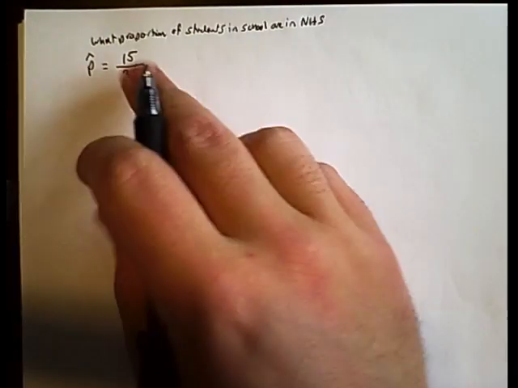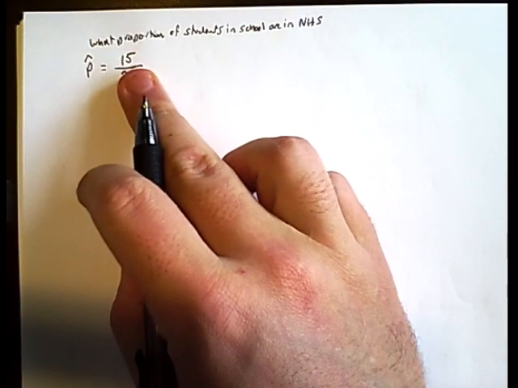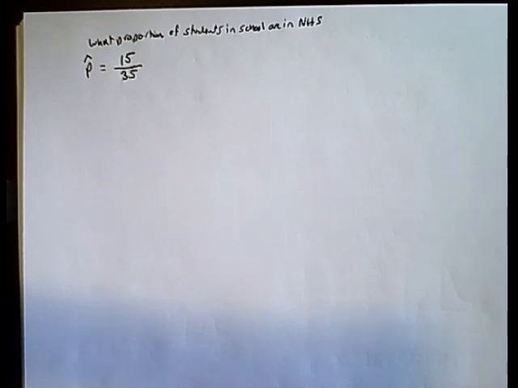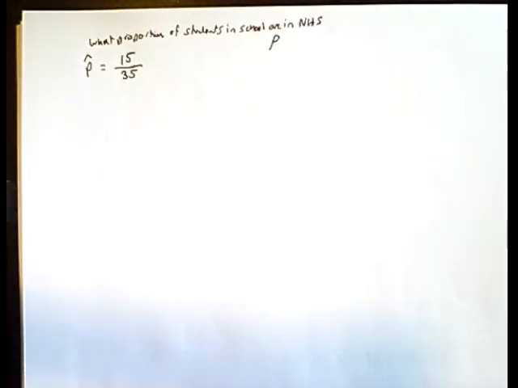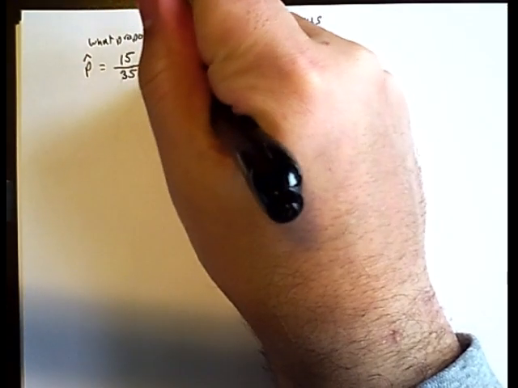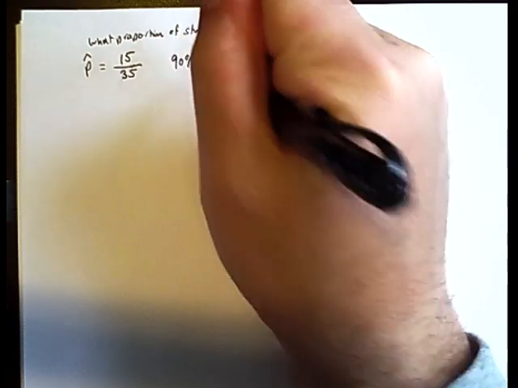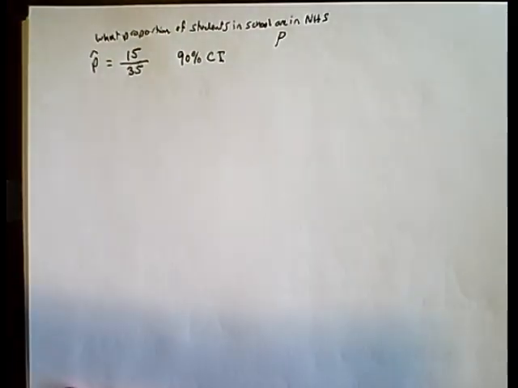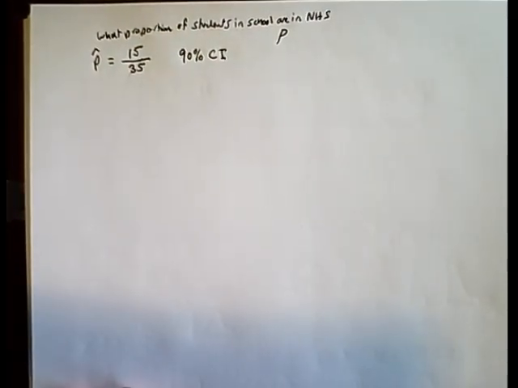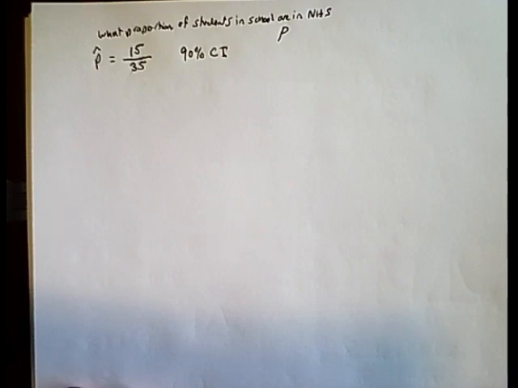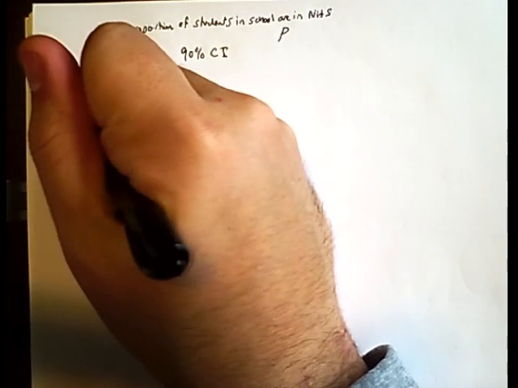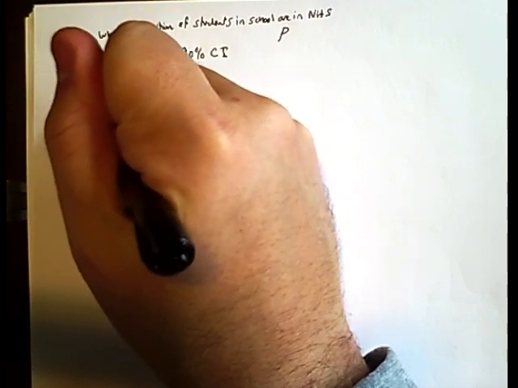This is going to be our sample statistic that's going to be used as a point estimator for rho, because I want to know about rho, the population proportion. So let's just do a 90% confidence interval in this case, to estimate rho. And let's do a condition check real quick here.